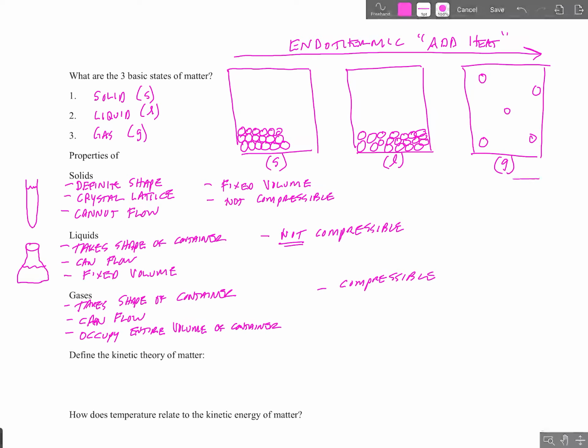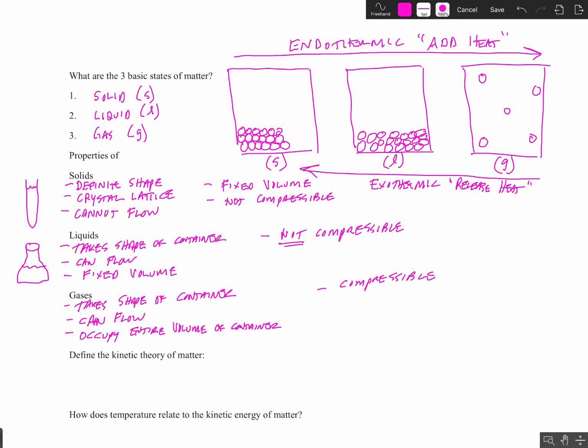What if we were to go backwards from a gas to a liquid to a solid? Well, if you're familiar with the law of conservation of energy, if we have to add heat to go in one direction, that means we would give off heat going in the opposite direction. So going from a gas to a liquid to a solid, we call these exothermic. They release heat to the surroundings. So I'm going to put in quotation marks here, release heat to change from a gas to a liquid to a solid.